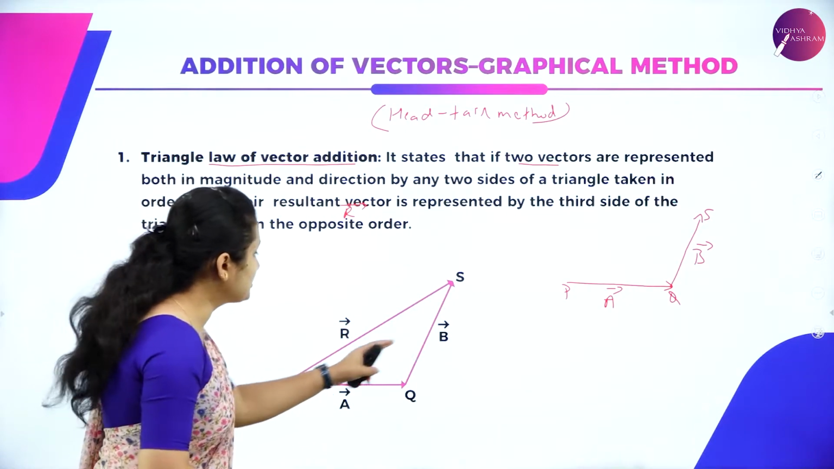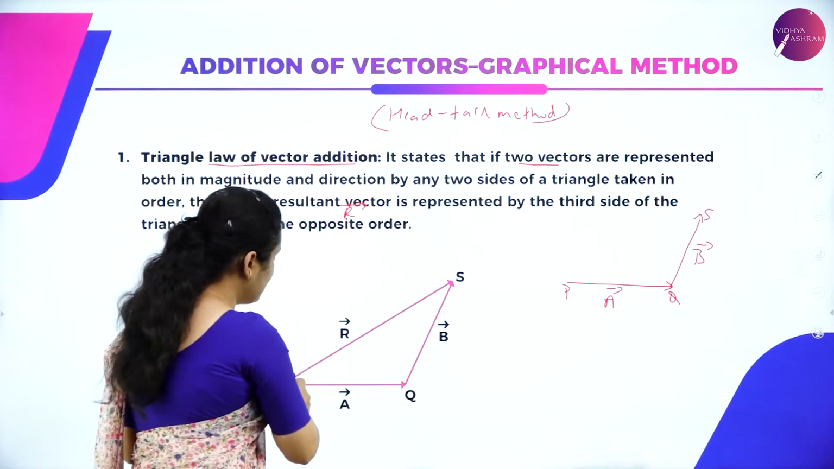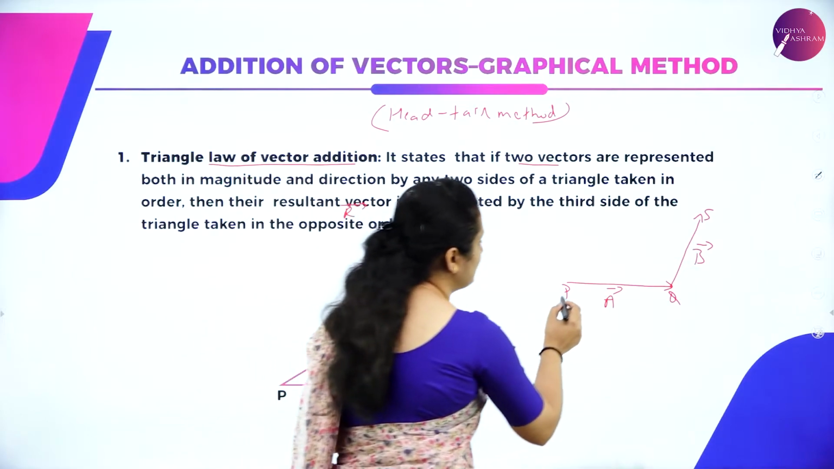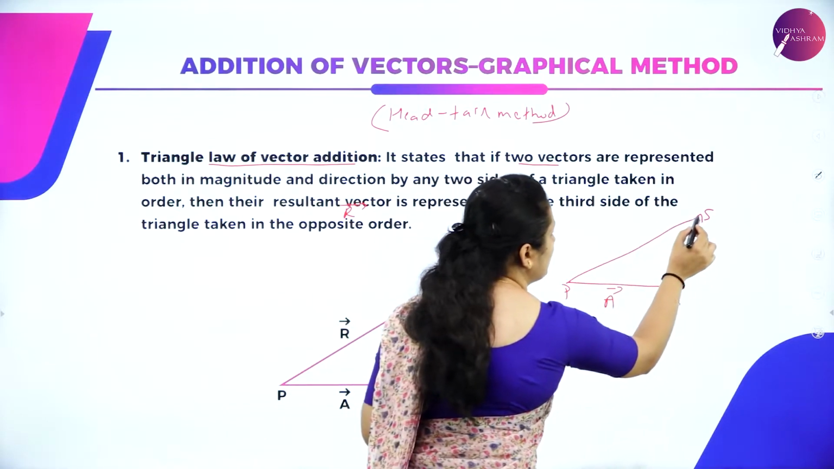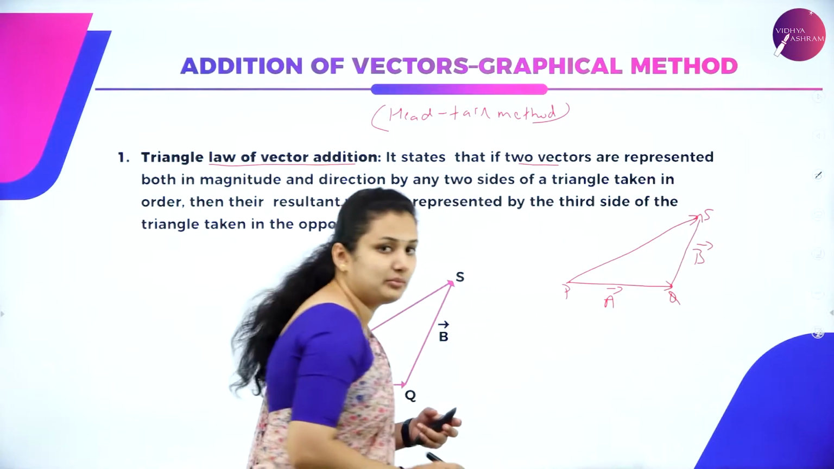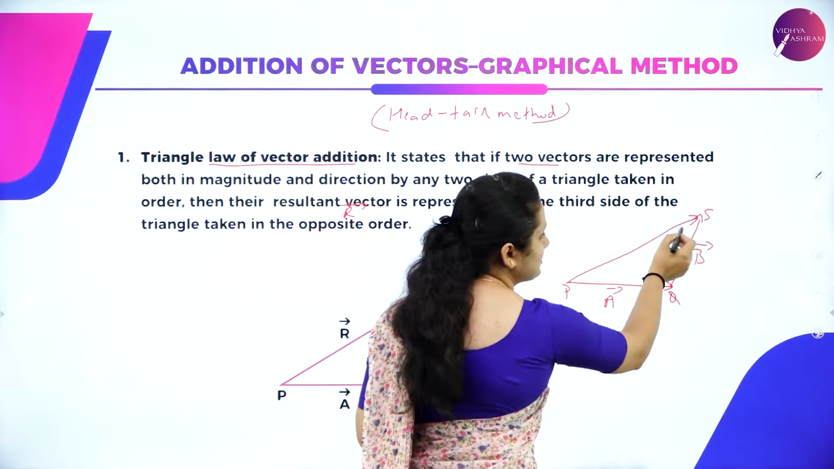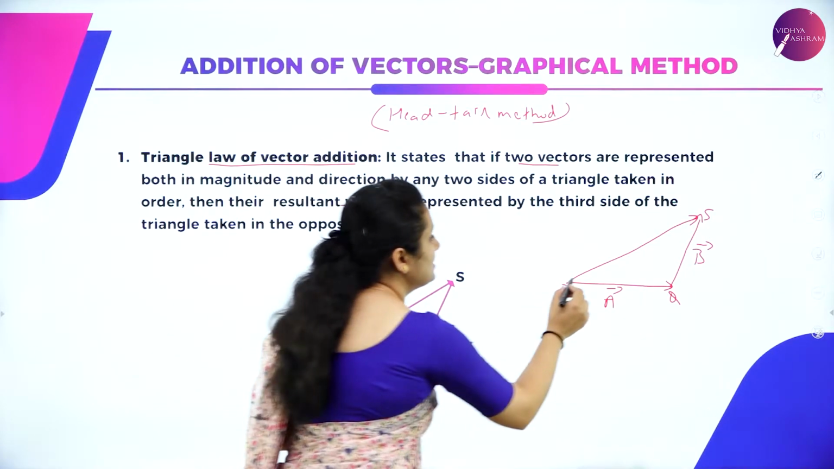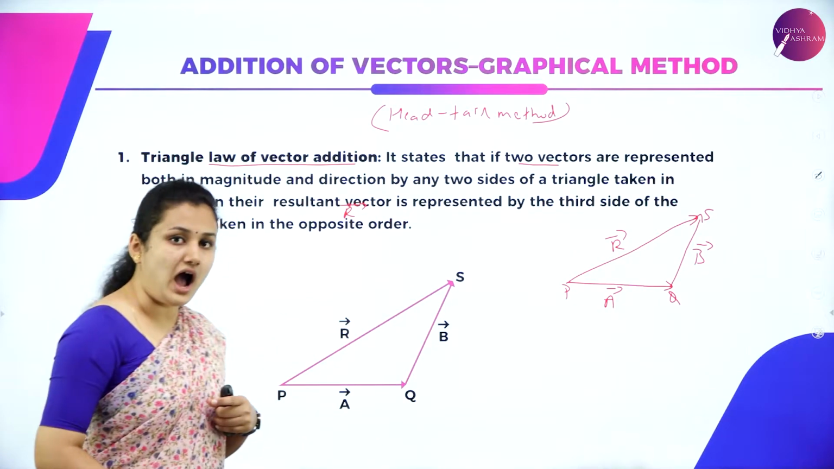So the two sides are in the same direction. The third side PS is represented in the opposite direction. That means instead of drawing the arrow down, I'll draw the arrow towards up. So the two arrows are meeting at the head point. This PS gives me the resultant vector R.